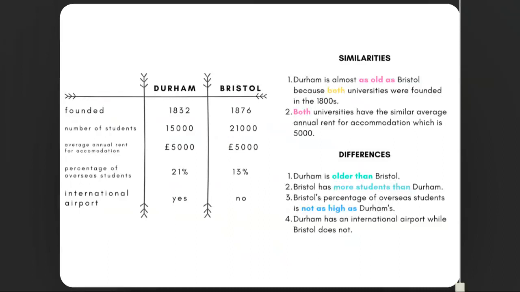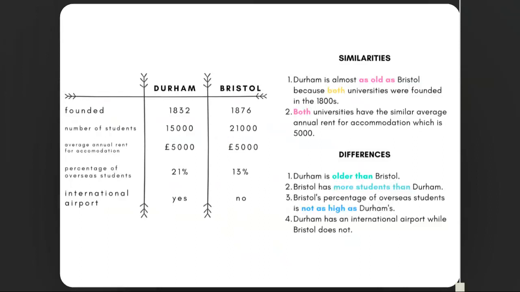talk about or what you highlight involves numbers or percentages or anything that involves figures, it would be really helpful if you can point out what's the percentage or what's the figure that we are talking about. For example, in number two, because their similarity involves the annual rent for accommodation, which is £5,000, it would be really good that £5,000 is actually highlighted in the similarity, as you can see in the example. All right, so these are the two similarities that you can highlight in the description for both of these universities.